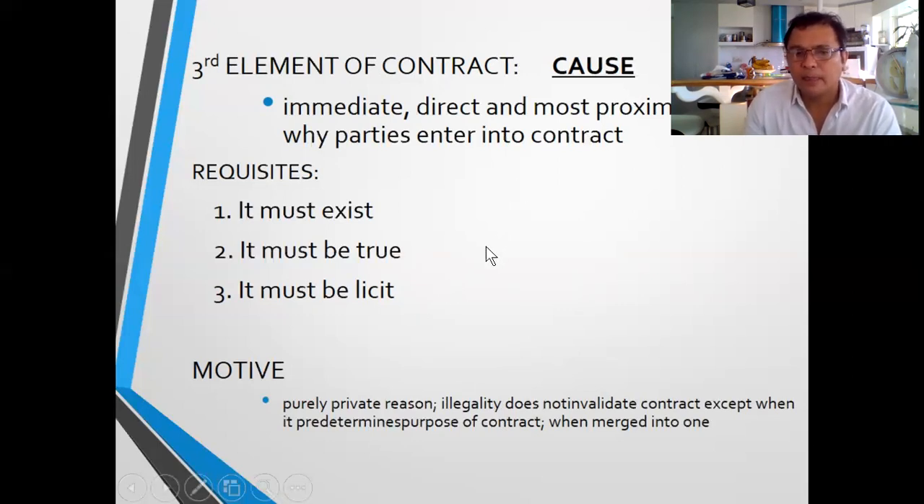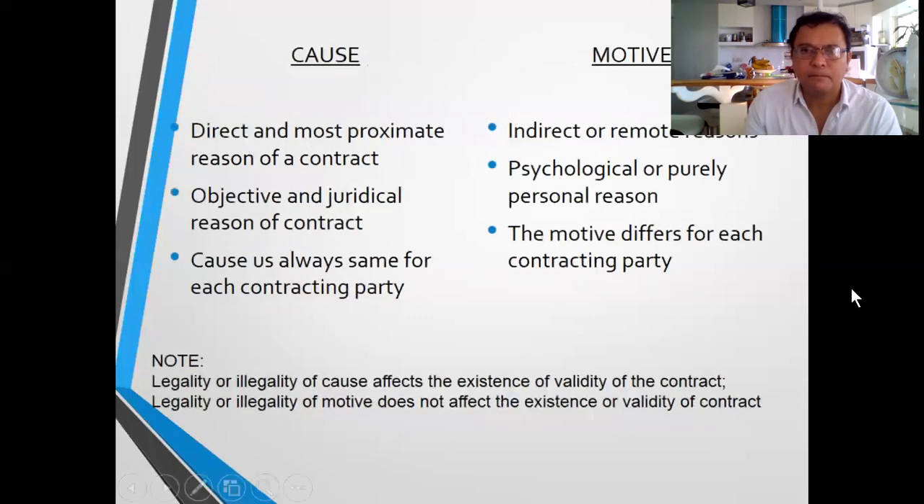So these are the differences between cause and motive. Cause is direct, while motive is indirect. Cause is objective and juridical, while motive is psychological or purely personal. The third is that cause is always the same for each contracting party, but motive differs.